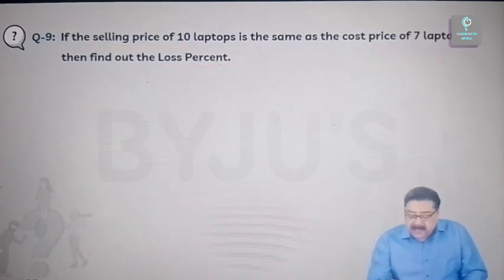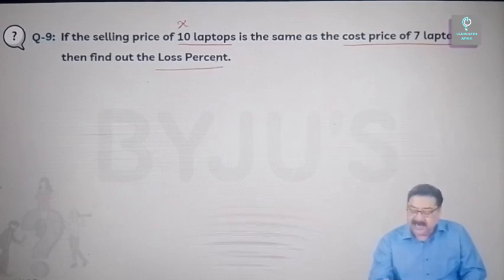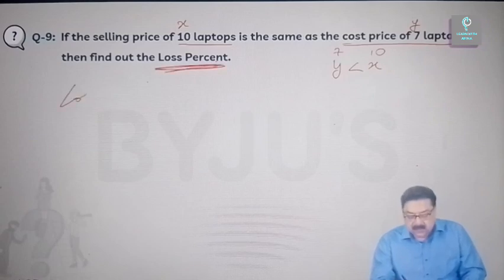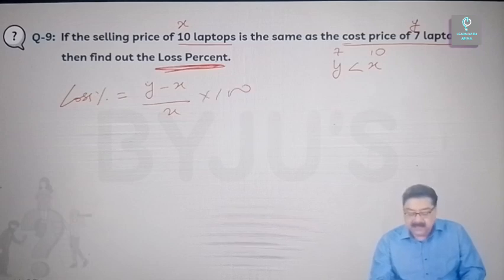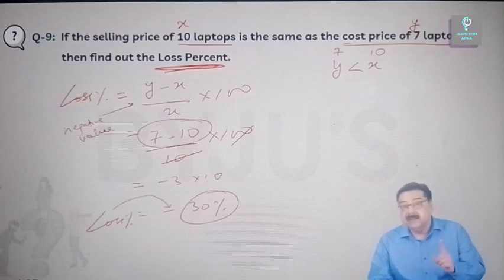Another one, if the selling price of 10 laptops is the same as the cost price of 7 laptops, then find out the loss percent. Now once again, this is X. Cost price of 7 laptops would mean the value of Y is 7. Once again, Y here is less than X. This is 7 and this is 10. So loss is being made. So loss percent is (Y minus X) by X into 100, and this shall be a negative value. So this is (7 minus 10) by 10 into 100 cancels. This works out to be minus 3. So it is 30% loss indicated by the negative symbol.